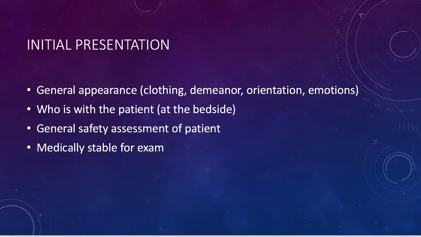You want to begin with an initial presentation. How is the patient appearing to you? What's the general appearance? The clothing, the demeanor, orientation. Are they alert and oriented? What's their emotional status when you walk into the room? All of that should be documented. Also, who is with the patient at the bedside? You want to make sure that there's a general safety assessment done, because as I mentioned before, it's possible that a patient that is a victim of human trafficking could have the trafficker at the bedside. So you want to do a careful assessment of who is with that patient. Also, if they're medically stable for the exam.